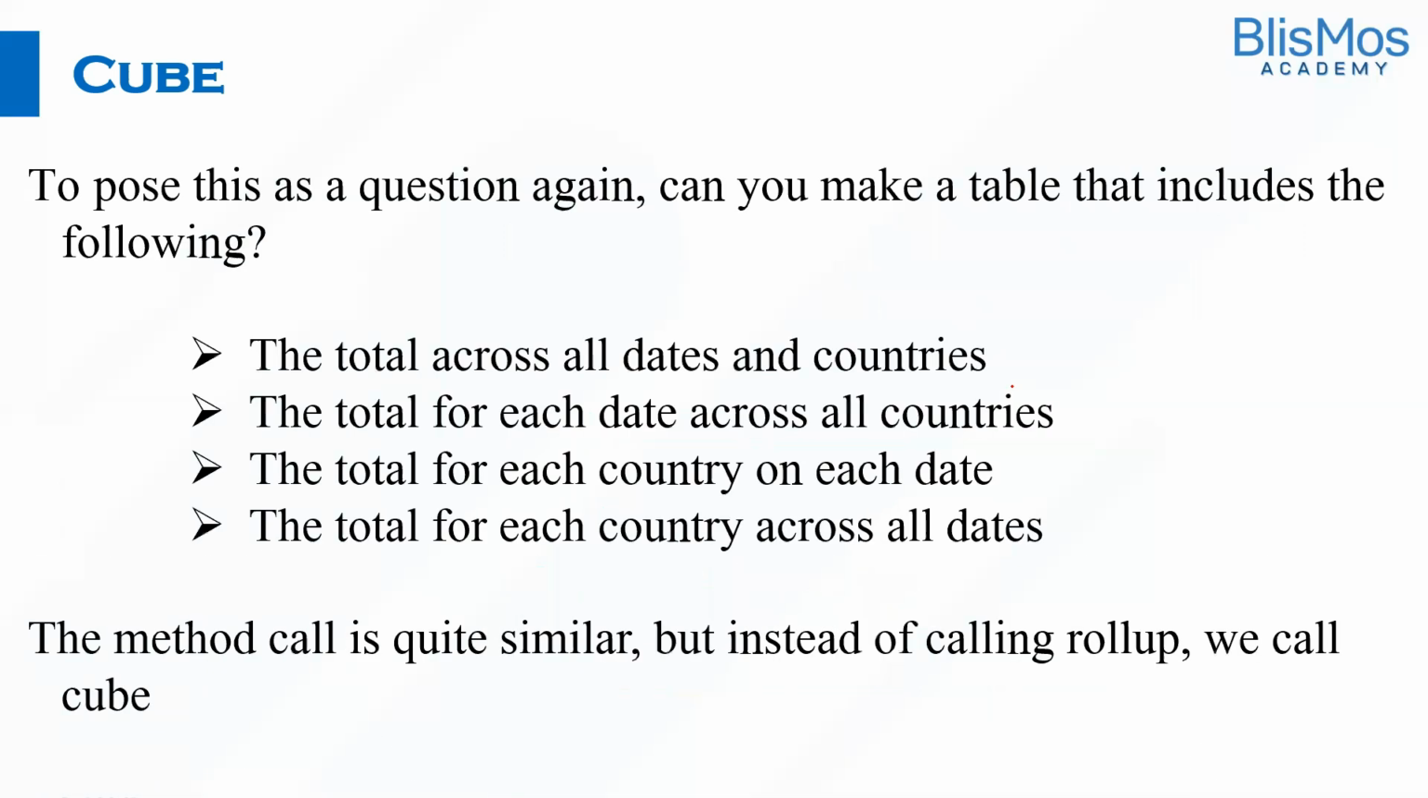What it answers is the total across all dates and all countries, and the total for each date across all the countries. You can see whatever permutation and combination is possible within the data set, it gets the data aggregated across all those dimensions. Total for each country and each date, total for each country across all dates, whatever is possible. Isn't it interesting? Especially if you talk about this to the management folks, they'll be ecstatic.